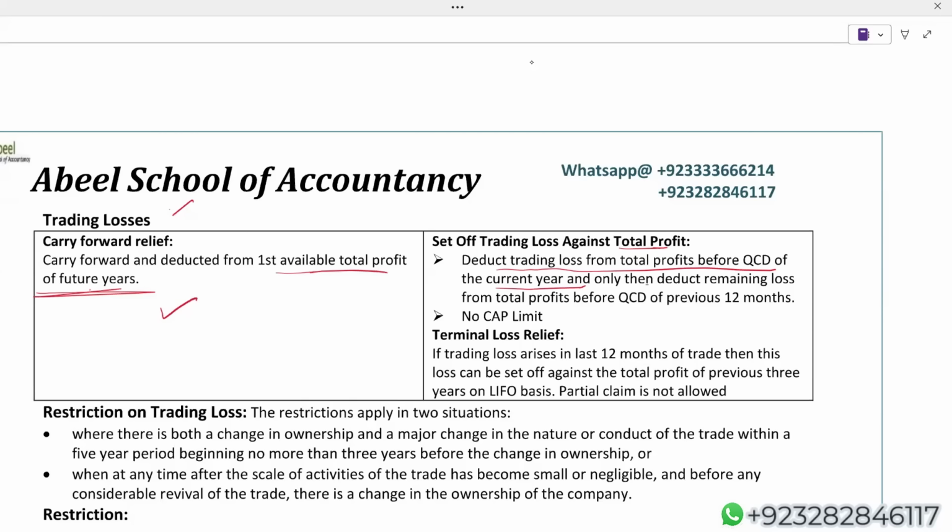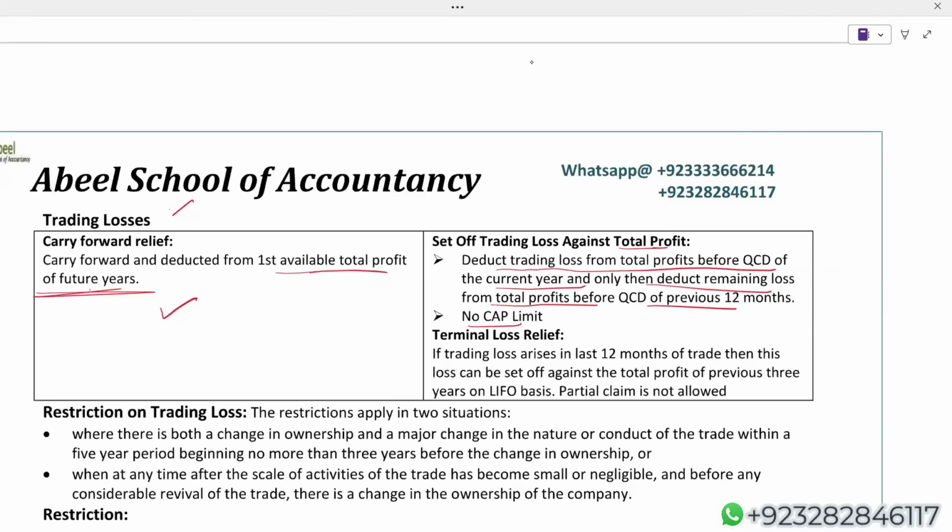Only then deduct the remaining loss from the total profit before QCD of previous 12 months. There's no limit. There's no cap. A very important concept is that in case of corporation tax, you cannot directly carry back the loss for 12 months. First, you have to utilize the loss against the current year total profit. After that only, the remaining loss can be carried back for 12 months. You cannot directly go for 12 months carry back.